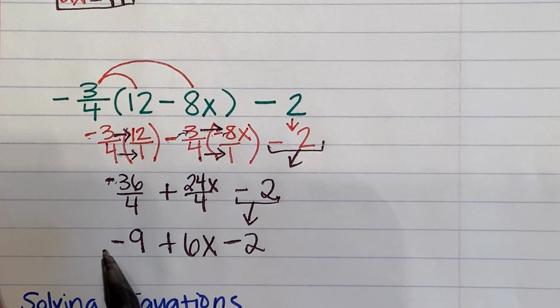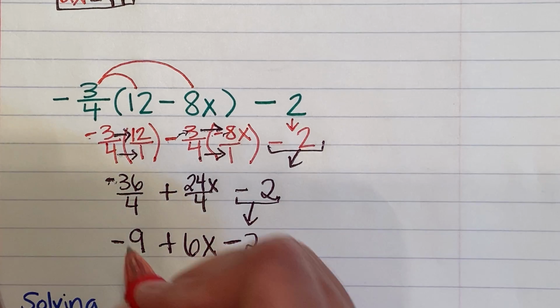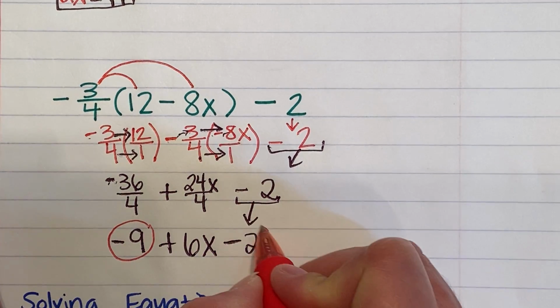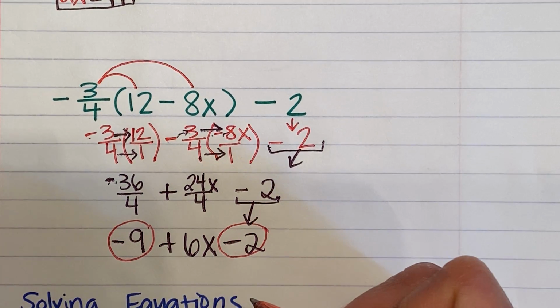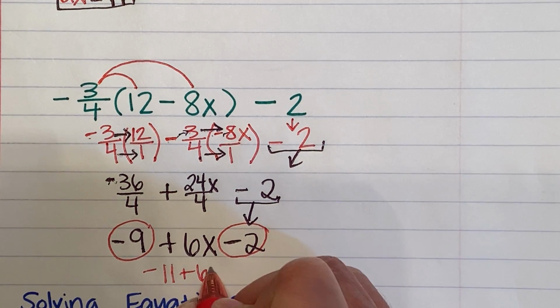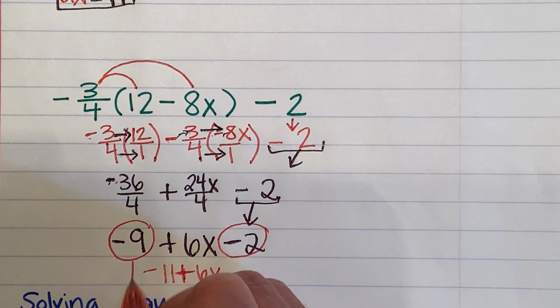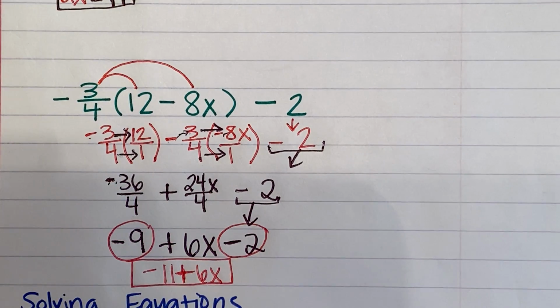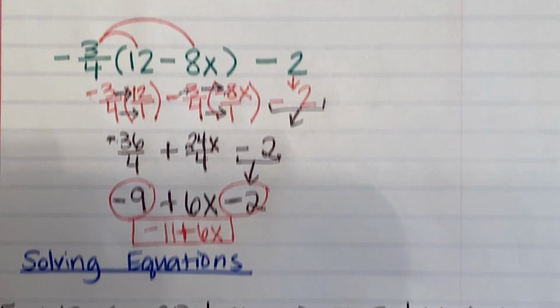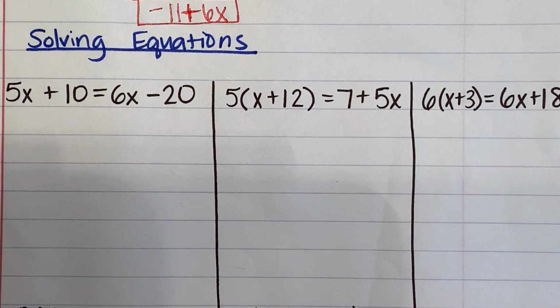So my last thing to look at is, are there any like terms? Because I distributed, now I need to make sure my work is cleaned up before I say I'm done. Well, I need to combine the like terms, which would be a negative 9 minus 2. So when I combine those, I should get a negative 11 plus 6x. And here's where I look at my answer, and I know I cannot combine those, so I'm done here. You're done simplifying.